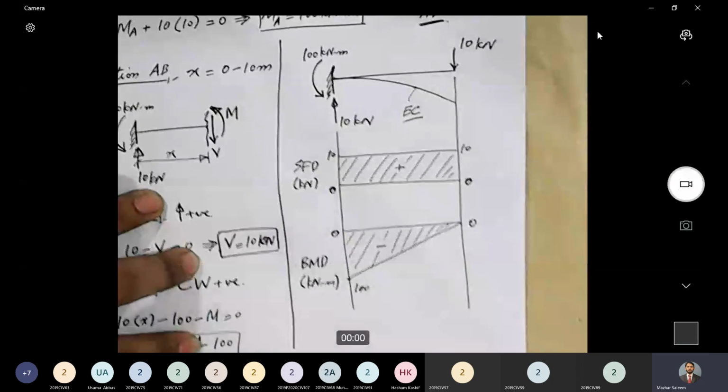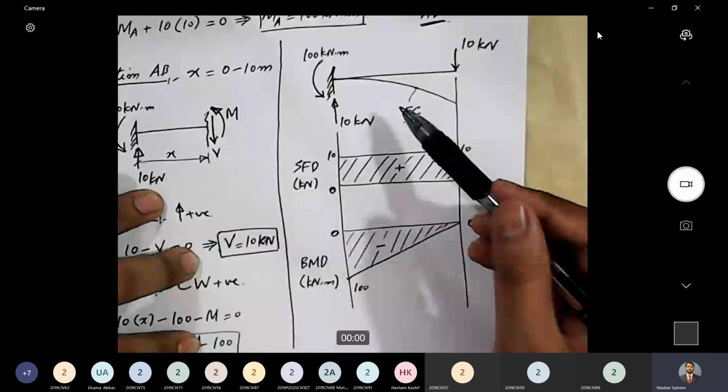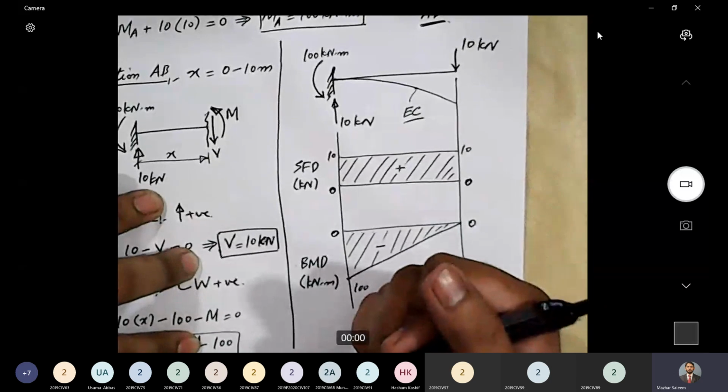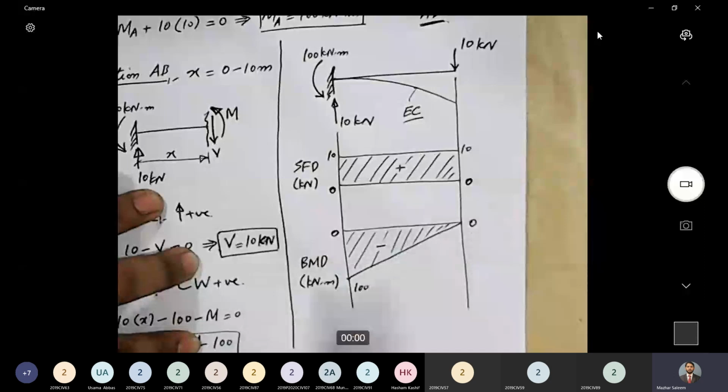So we have shear force diagram, bending moment diagram, and elastic curve of the beam. And this completes this problem. So we will stop here.